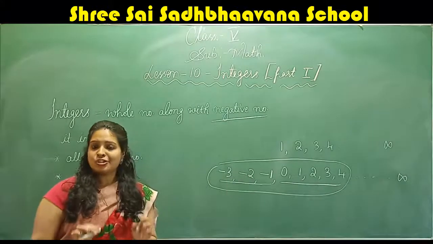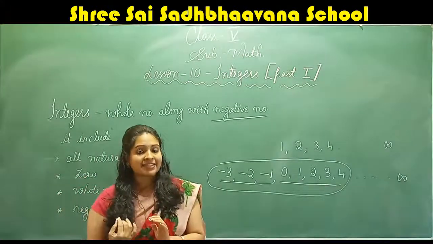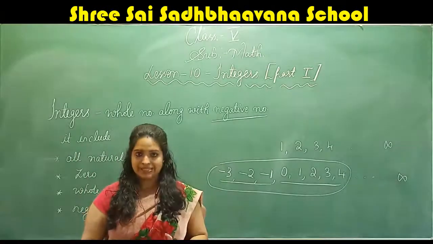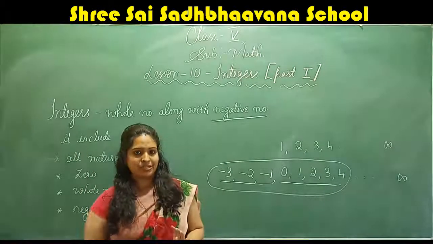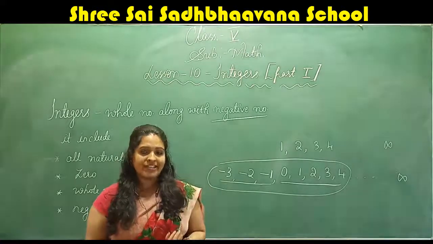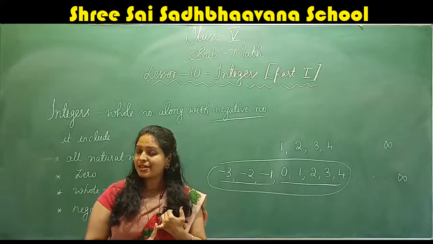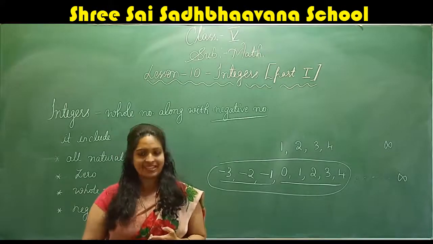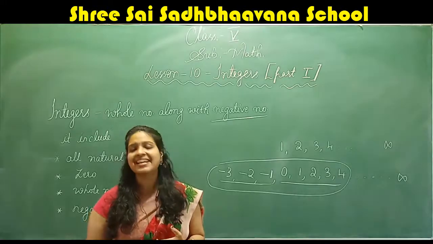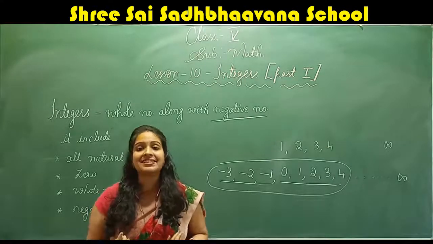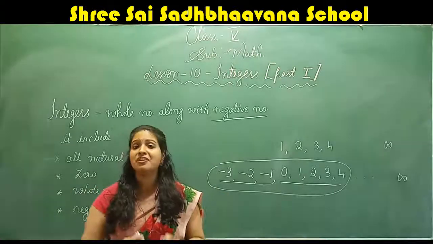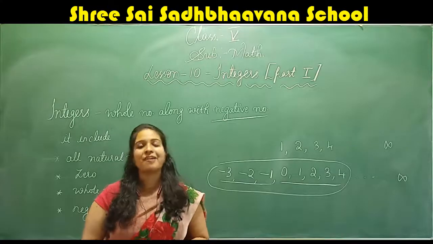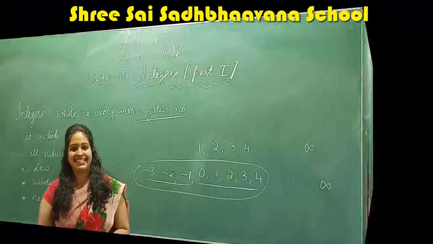So you understood, children? Integers are the set of whole numbers along with the negative numbers. So we can say that integers include what all? Natural numbers, 0, whole numbers and the negative numbers. In simple words, it is a set of whole numbers which includes the negative ones. I hope you have understood the meaning of integers.